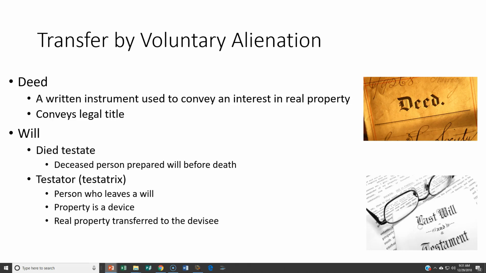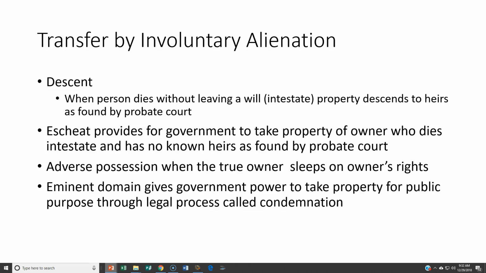When you die and you own a property, a dead person cannot own property. Died testate means they died with a will. A person who has a will is a testator if male, or a testatrix if female. So the person will leave in the will the property to someone. This property in legal terms is called a devise, and the person to whom it goes is a devisee. We also mention in the book that if it's personal property left in a will, that is a bequest, and the person receiving the personal property is a beneficiary.